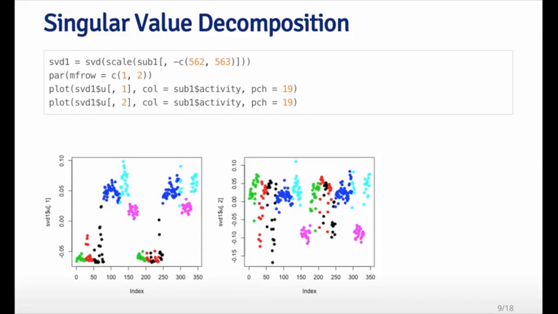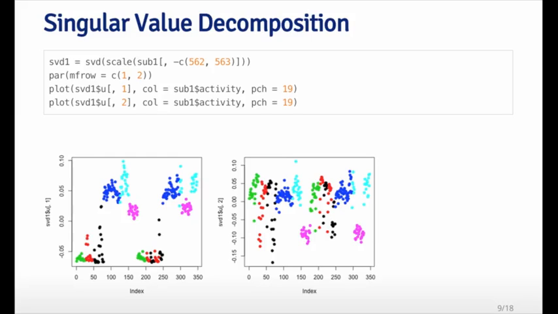We can try a little singular value decomposition on this data just to explore what's going on. Before I do the SVD on the entire matrix, which is 560-some columns, I'm going to remove the last two, because they are just the activity identifier and the subject identifier, which are not really interesting data. So I get rid of columns 562 and 563, run the SVD on the data, and take a look at the first and second left singular vectors, color coded by activity.